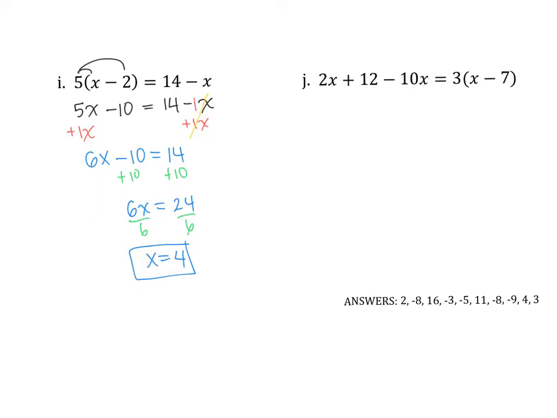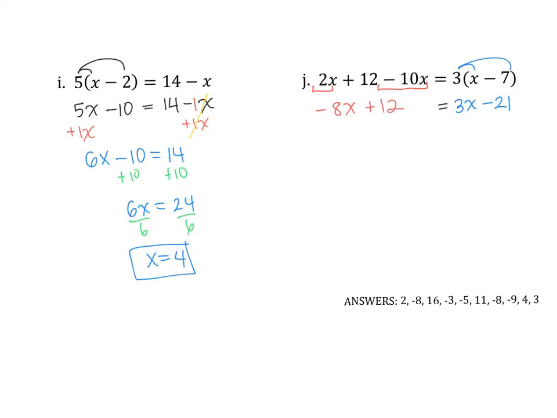Okay, last one's going to be J. J's got a lot of stuff going on, but you can see the answer at the bottom. You should get 3. Okay, so I see parentheses. I'm going to go ahead and distribute those because I know I can do those really quickly. 3x minus 21. Okay, now the left side looks a little messy too. So if I look over here, I've got so many x's going on. I think I'm going to combine the like terms there because I have a 2x minus 10x. 2 minus 10 is negative 8x. I'll bring down plus 12.